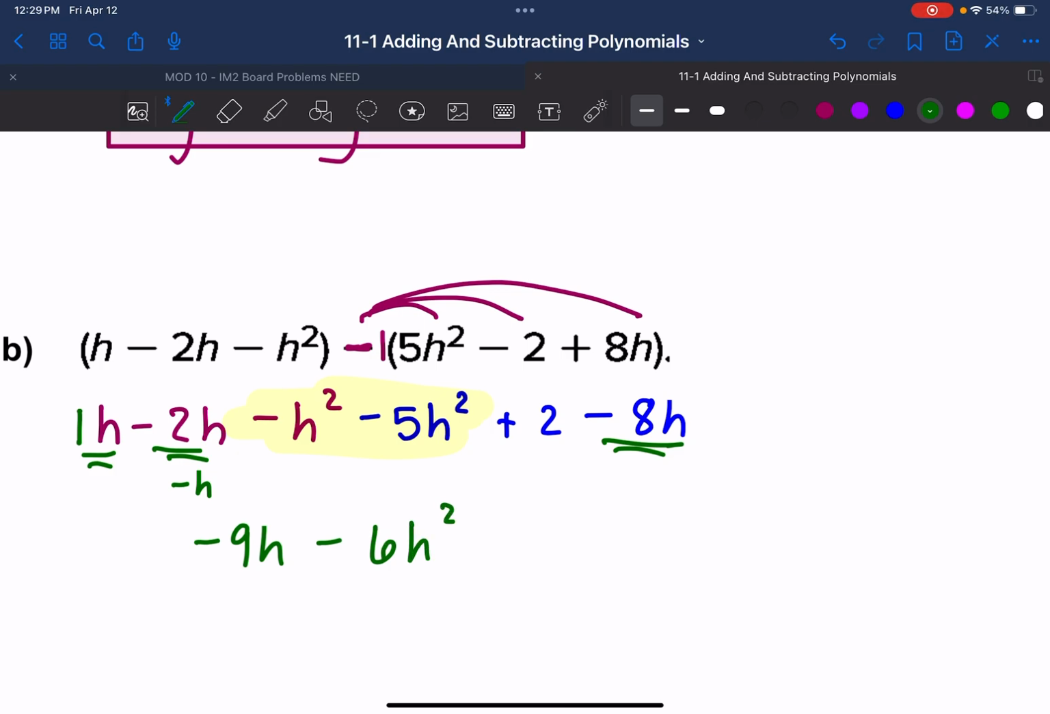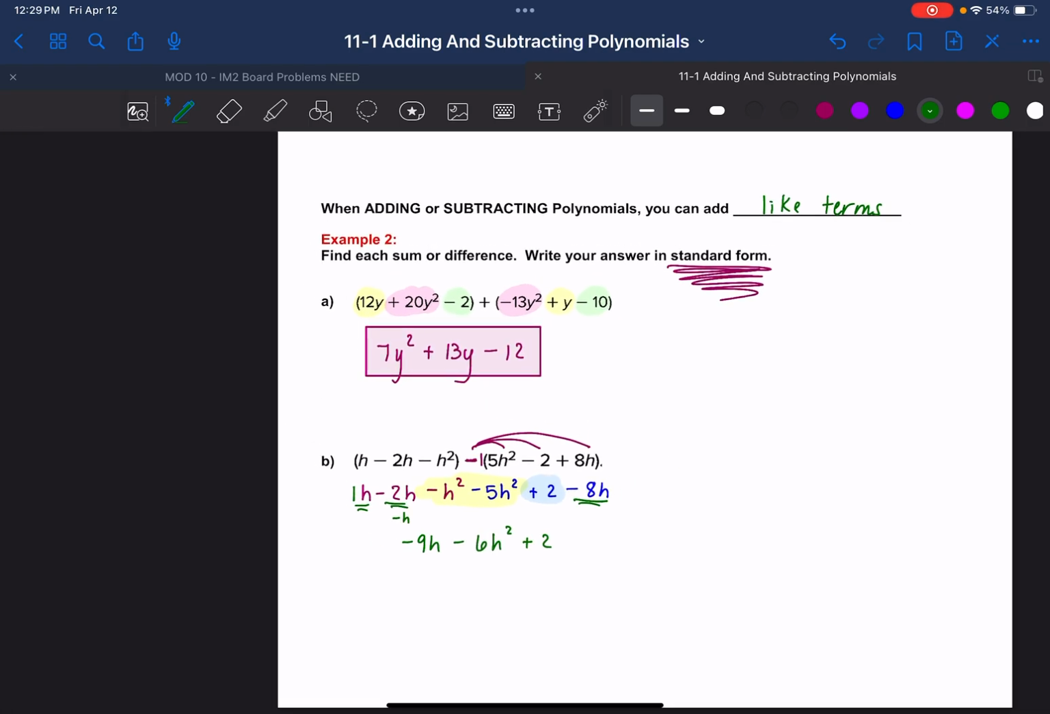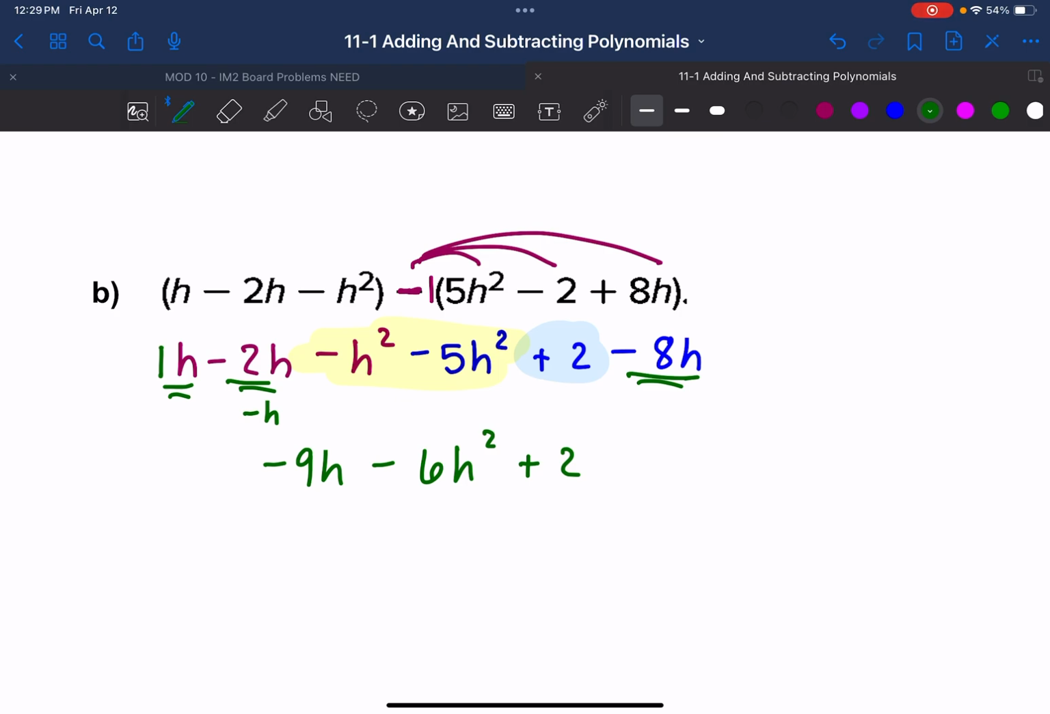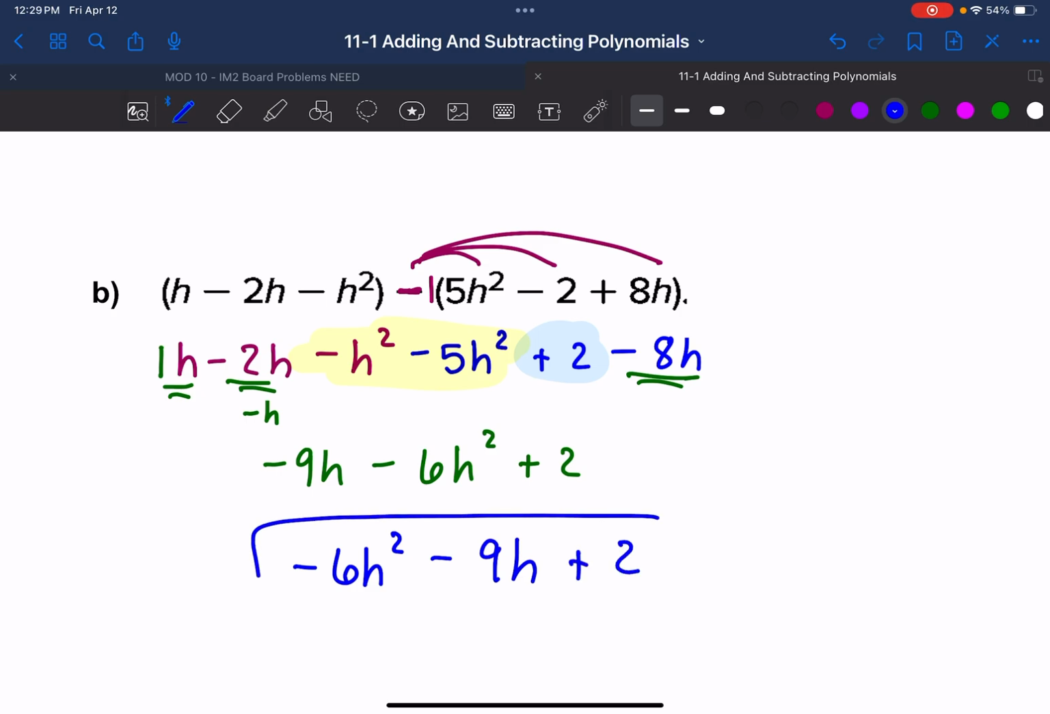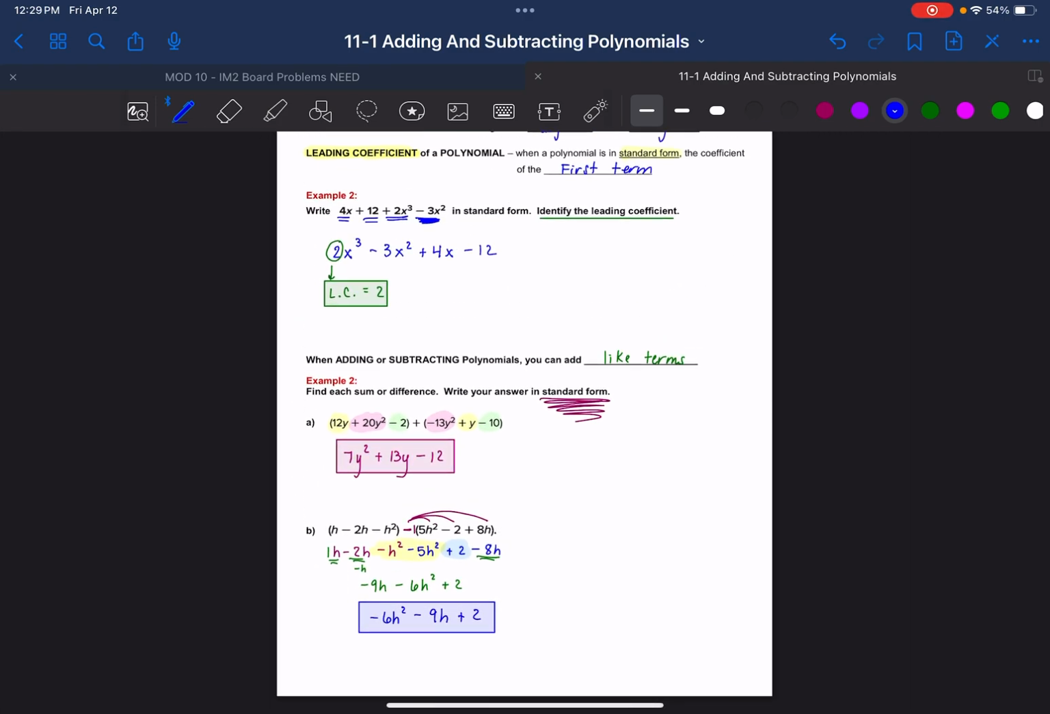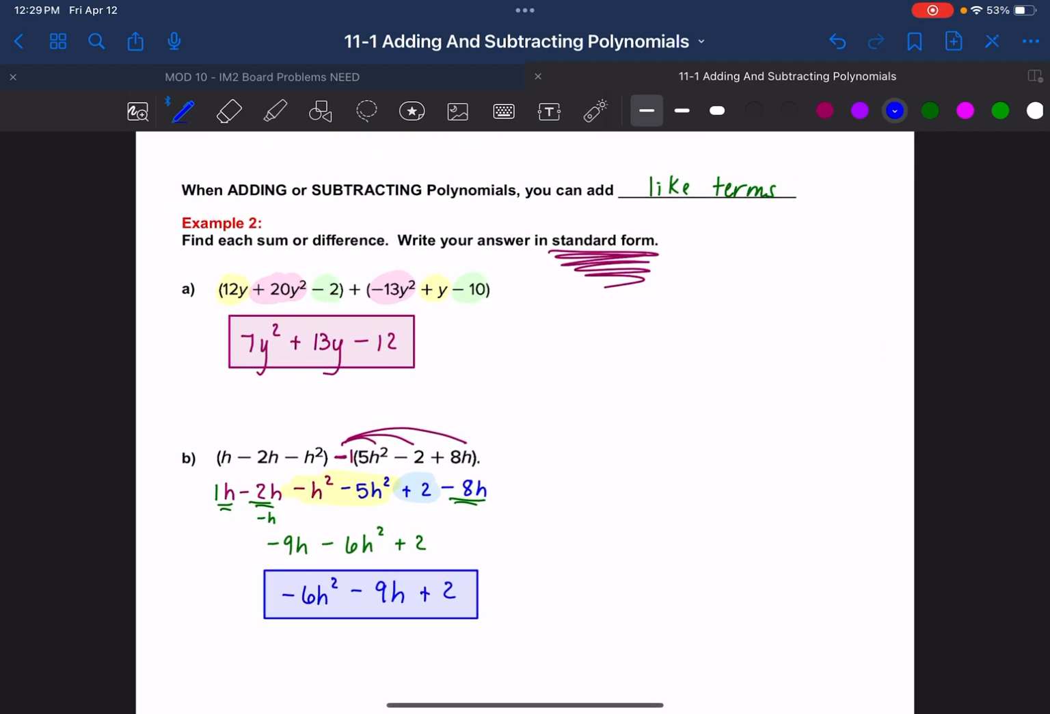Notice I'm not adding those exponents. I'm just combining those like terms. The exponents don't change. Okay. And it looks like all I have is one term that's constant, so I can just put plus 2. Now, I did forget to write this in standard form, so if you do that, just make sure you rearrange those terms properly. So I should write the negative 6h squared first, followed by the minus 9h, and then plus 2. All right. And that's it, knowing how to classify and name polynomials, write in standard form, and add and subtract.